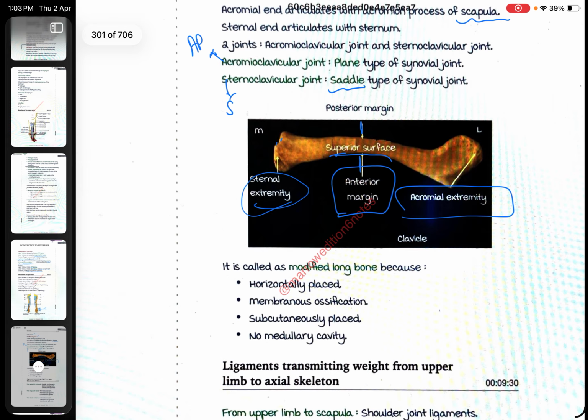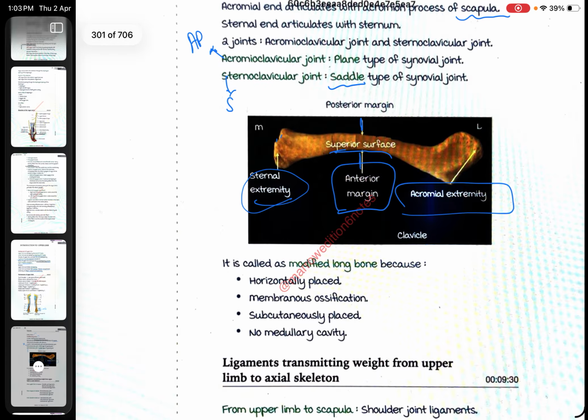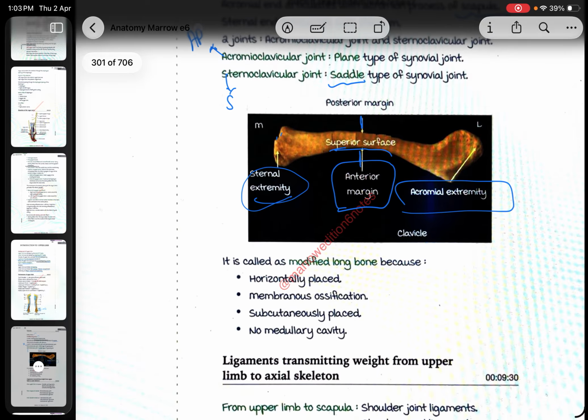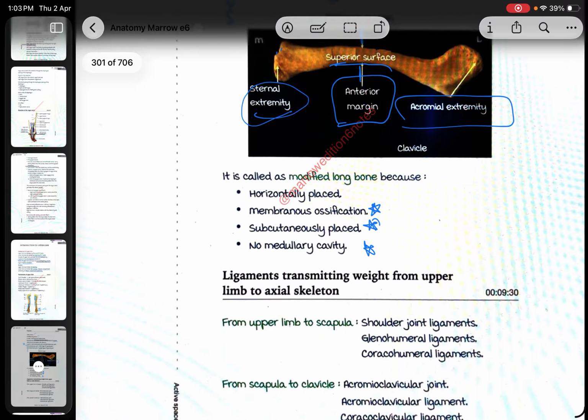It is called a modified long bone because it is horizontally placed and it has membranous ossification. It is subcutaneously placed. No medullary cavity is present; just by palpation you can feel the bone. Okay.